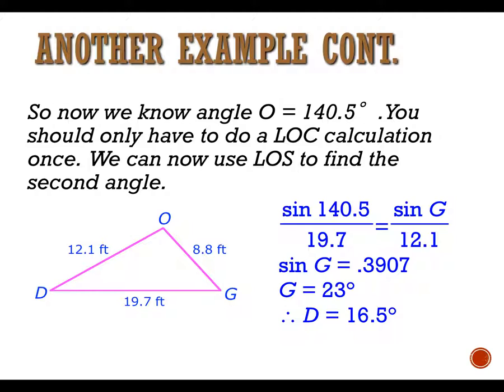Now, when you're done, look at your triangle and see if it works. So we have angle O being 140.5, we have angle G being 23, and we have angle D being 16.5. Does that satisfy the small, medium, large theorem? Yeah, so there's a pretty good chance that we did it correctly. Lots of ways to screw it up, but for now, we'll assume that you did it correctly.